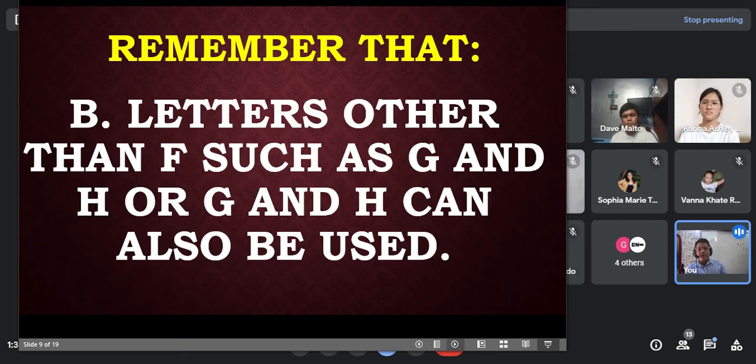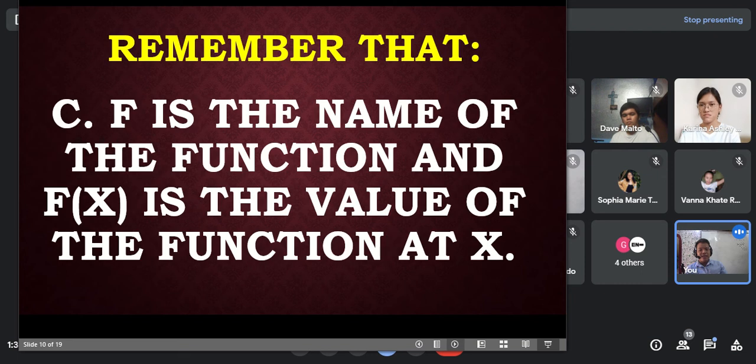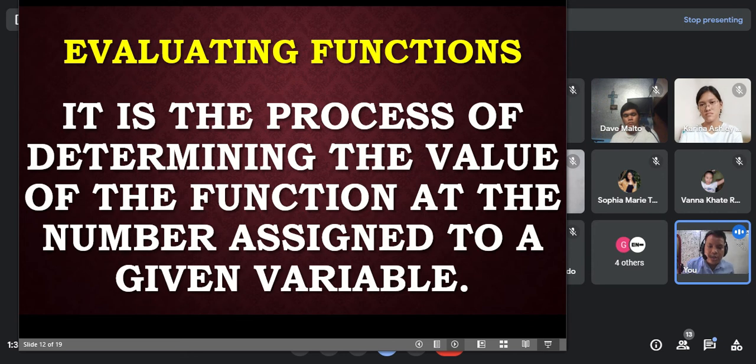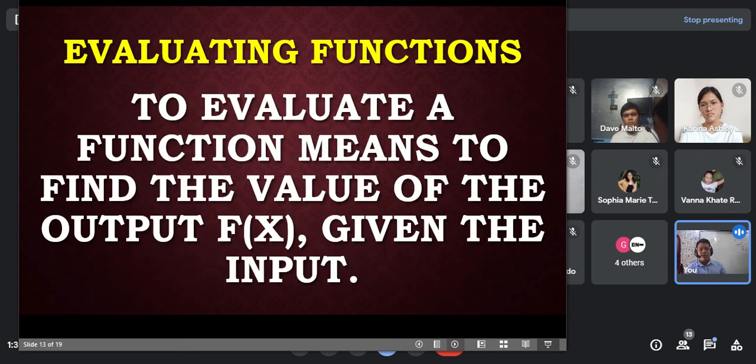Letters other than f, such as G and H, can also be used. Huwag kayong malilito dyan, nagkamali lang ako ng type dyan. So maaari ang G and H, maaari ang J, maaari kahit anong letters, pwede nyo pong i-substitute sa letter F. F is the name of the function and f of x is the value of the function at x. So now, evaluating a function is the process of determining the value of the function at the number assigned to a given variable.